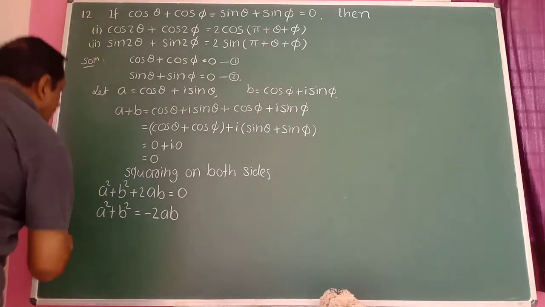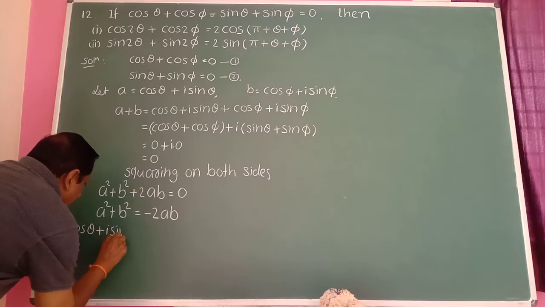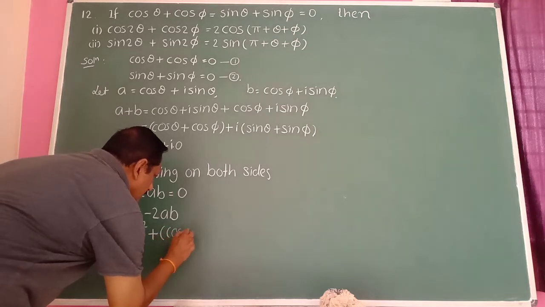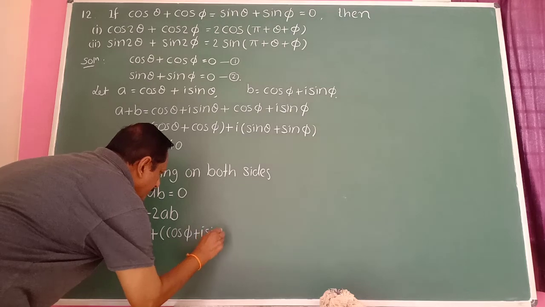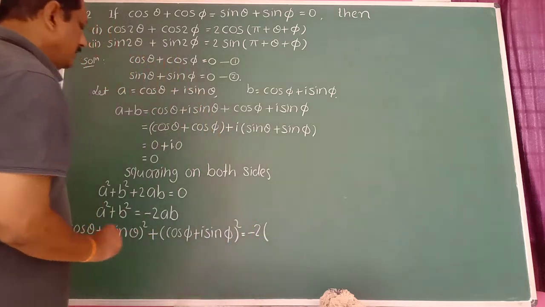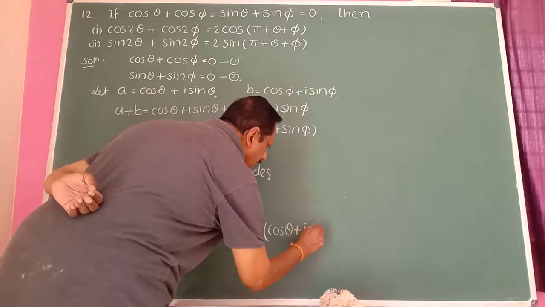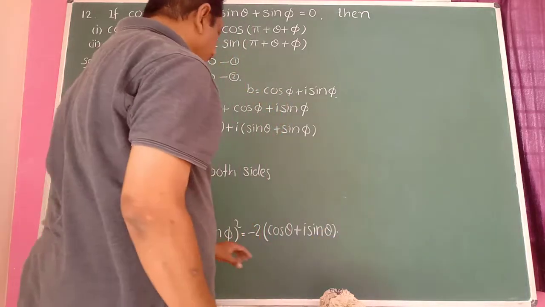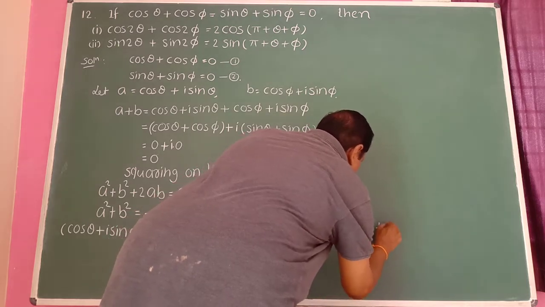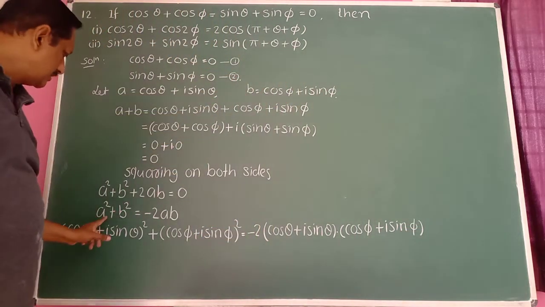Therefore, cos theta plus i sin theta, whole square, plus cos phi plus i sin phi, whole square, is equal to minus 2 into A, which is cos theta plus i sin theta, into B, which is cos phi plus i sin phi. A is this one and B is this one, so just replace here.